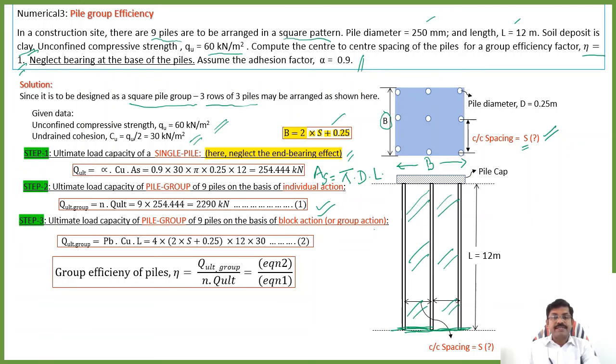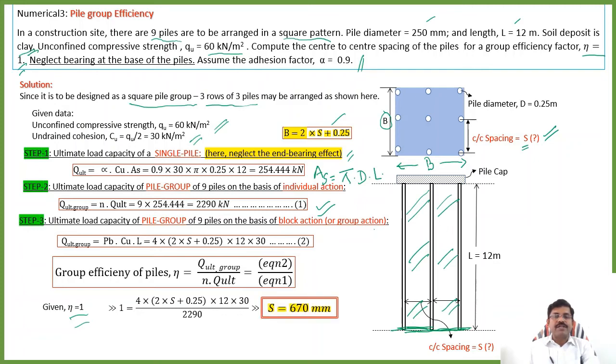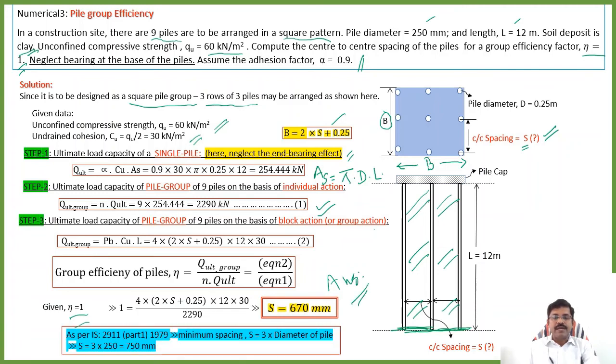The group efficiency of piles is given as the Q ultimate in the group action on the basis of the block divided by that on the basis of individual action, that is, equation number 2 divided by equation number 1. It is already given in the question that the group efficiency is equal to 1. By considering that and substituting 1 and 2, you will get this expression, and the value of S is equal to 670 millimeter. That is the answer of this numerical. But as per Indian Standard 2911 Part 1, the minimum spacing is 3 times the diameter of the pile, that is around 750 mm. You can mention this also in the answer paper.